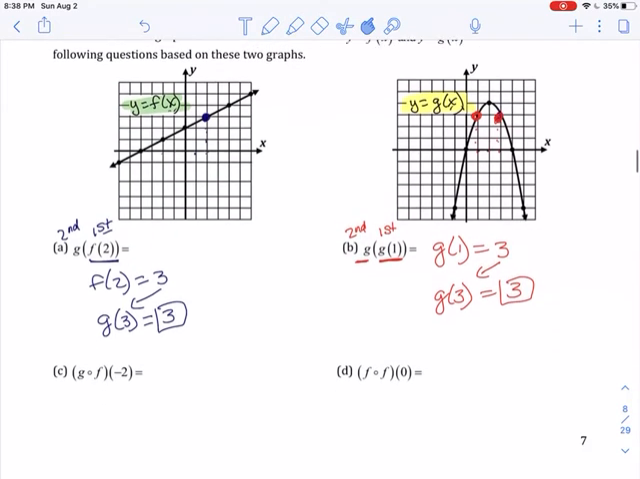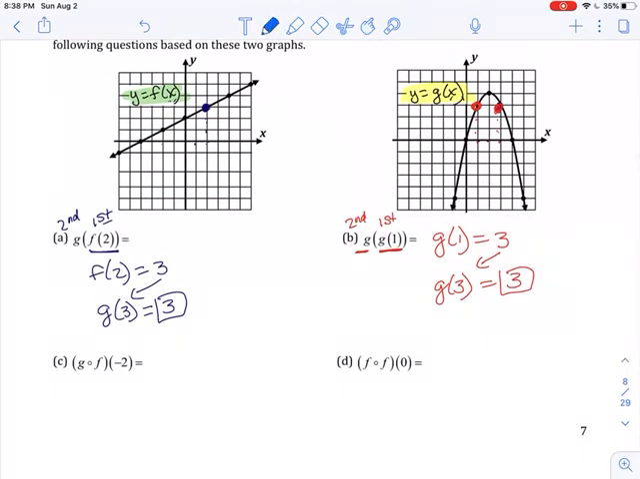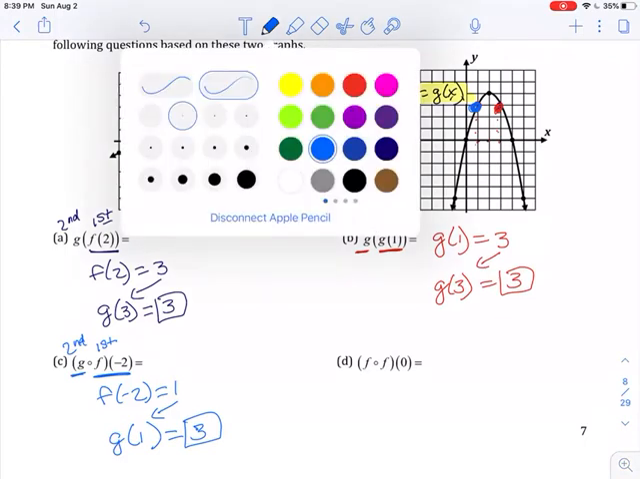Change my pen color. So now for C, I'm going to do f of negative 2, that's going to be my first function, and then whatever I get, I'm going to plug into g, that will be my second function. So f of negative 2, here's negative 2, and here's my answer. So f of negative 2 equals 1. I'm going to take that output and put it in for my input on my second function, which is right here, g of 1, which I already did previously. So g of 1, I'm looking at the graph on the right, is right here. g of 1 is 3.